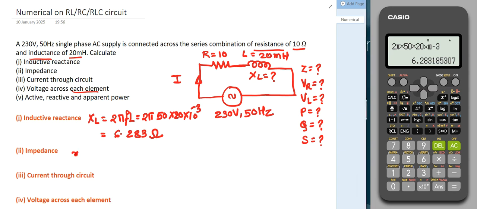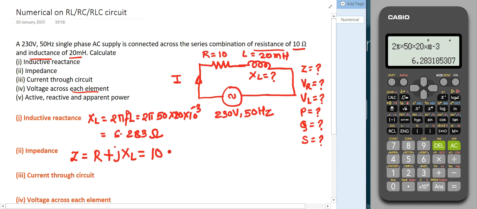Now I want to calculate the impedance. So in RL circuit, impedance is always equal to R plus JXL. So resistance is of 10 ohm plus J, the imaginary value, J in 6.283. So this impedance is in rectangular form. Whatever we have calculated is in rectangular form.